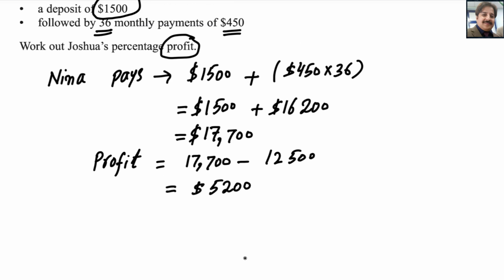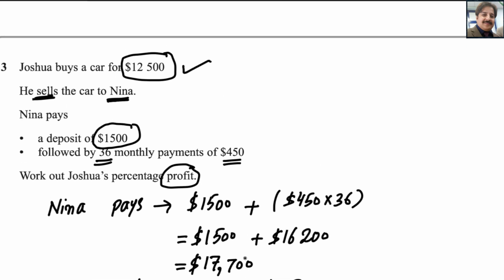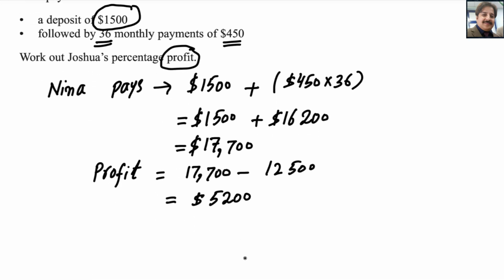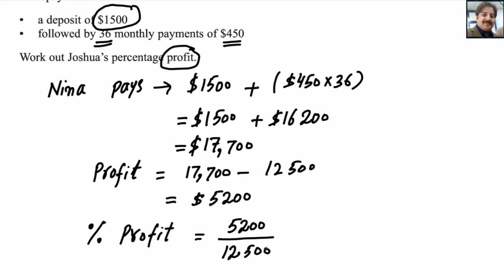But we want to find the percentage of the profit. How much percent of the profit he got? So actual price was 12,500, and he got the profit. So we want to find the profit percentage. Very easy method. We will divide this amount by the actual amount, 12,500, and multiply by 100%.